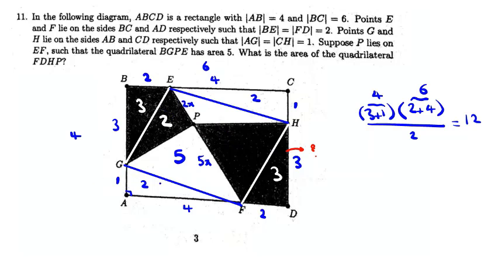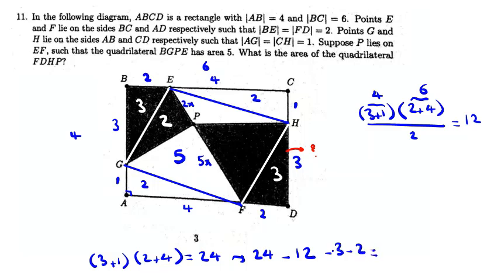We know the whole area of this rectangle is 3 plus 1, this length, 2 plus 4, or we can say it's 4 times 6, 24. Then 24 minus this trapezoid will be minus 12. Minus 3 minus 2 will be what? 5. It will be negative 17. 24 minus this is 7.